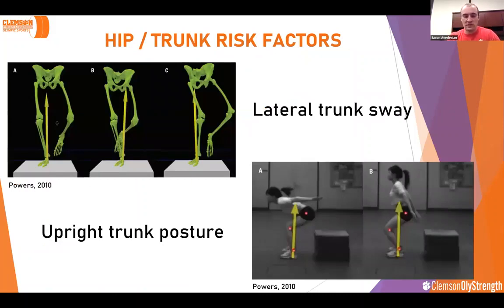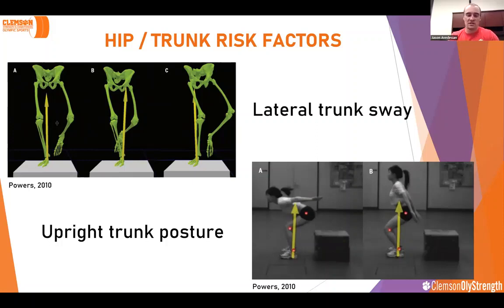So I'm looking at some hip and trunk risk factors. These are some really good figures by Powers et al. on the influence of abnormal hip and trunk mechanics on knee loading. A common pattern we may see in ACL injury events is lateral trunk sway. In figure C here, when the trunk deviates laterally, the ground reaction force potentially moves lateral to the knee joint, placing an additional abduction torque around the knee joint.